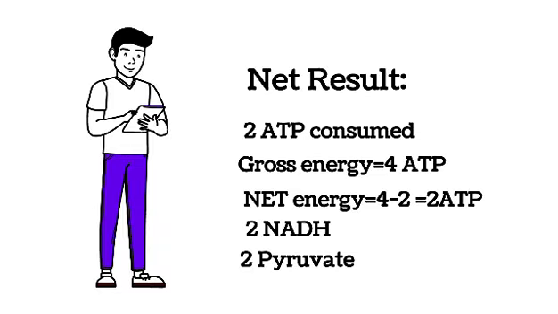In addition to ATP, glycolysis also yields 2 molecules of NADH, which play a vital role in the electron transport chain, generating more energy for the cell. Furthermore, glycolysis results in the production of 2 molecules of pyruvate, which can be further processed in the citric acid cycle or used for other cellular purposes. Overall, the net result of glycolysis is a significant step in the cellular respiration process, providing energy and essential molecules for the cell's survival and function.